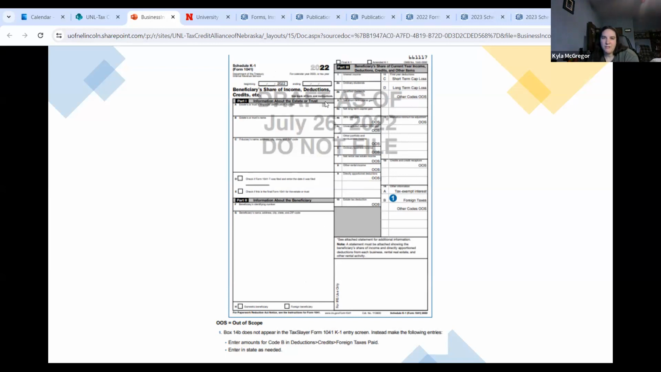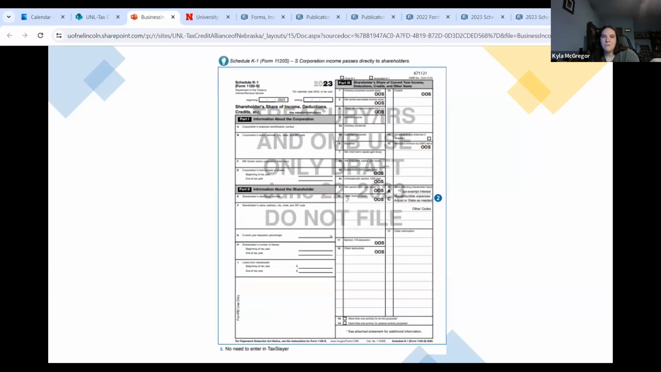So this is what a 1041 K1 will look like. They all look similar, but they're slightly different. Like this one has interest, dividends, capital gains at the top. This is the one for corporations, and as you can see, the interest, dividends, capital gains are kind of in the middle. So it looks very similar, but it's slightly different.